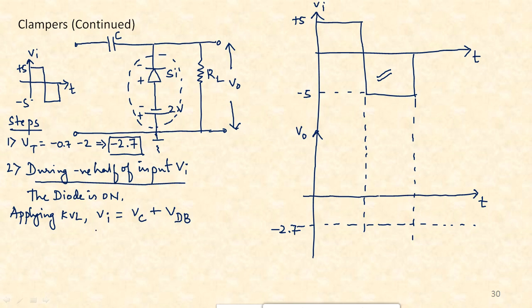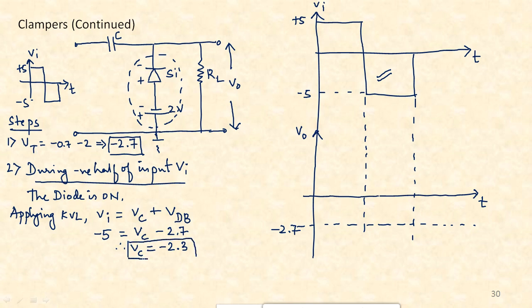I repeat, VDB is the voltage drop across the diode and the battery. So now what should be the input? Is it plus 5 or minus 5? We are in the negative half, so it is minus 5, which is equal to Vc plus VDB. VDB is nothing but the transition voltage Vt, which is minus 2.7 volts. So ultimately what is Vc, the voltage across the capacitor? It is minus 2.3 volts.